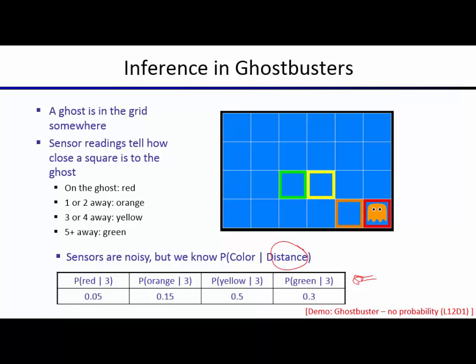We're interested in, if I measure green, how far away is the ghost? But this number is not telling us when we measure green how far is the ghost most likely. That's not what it says. It's saying if the ghost is 3 away, then the probability of measuring green is 0.3. You might ask, why don't we have the other table that we might be more interested in? Because that table is usually not available to us.